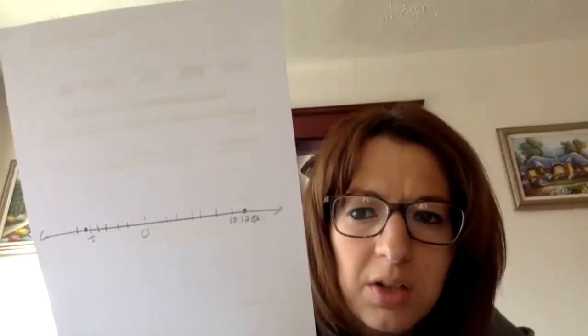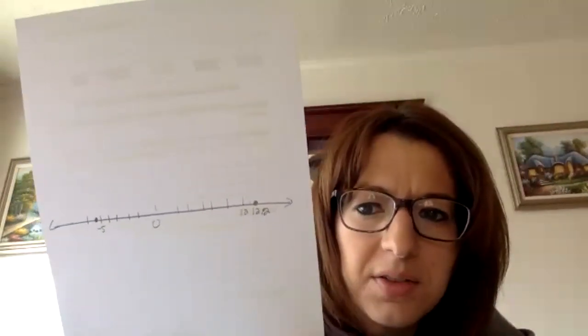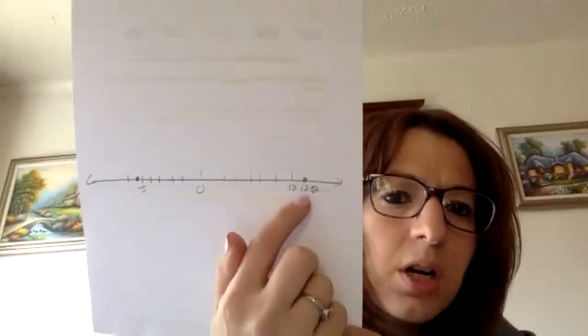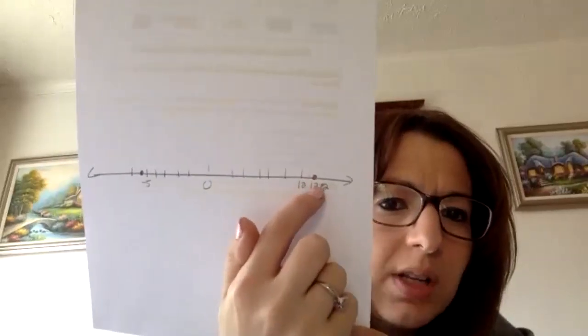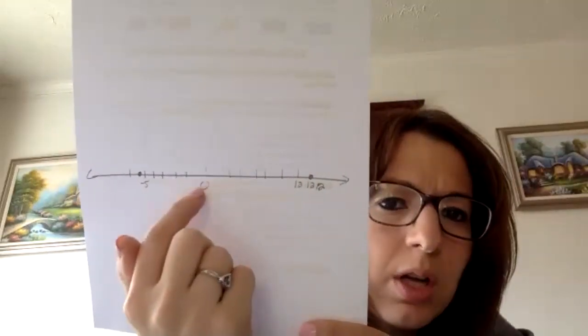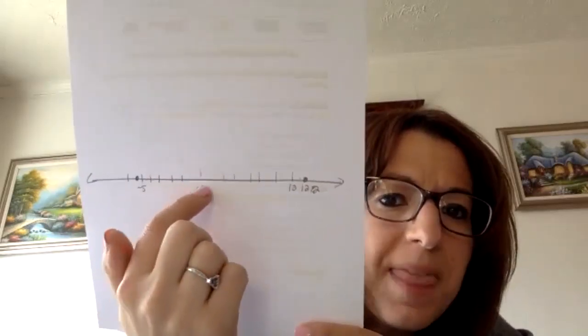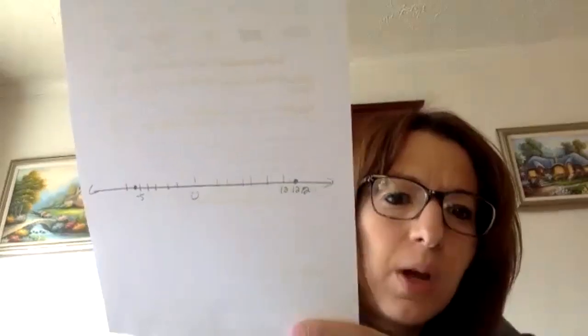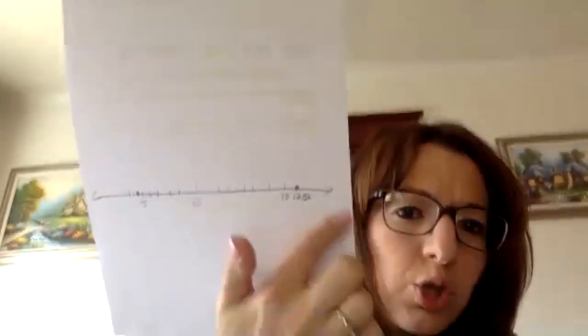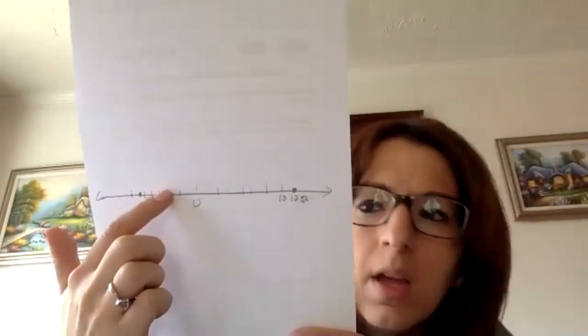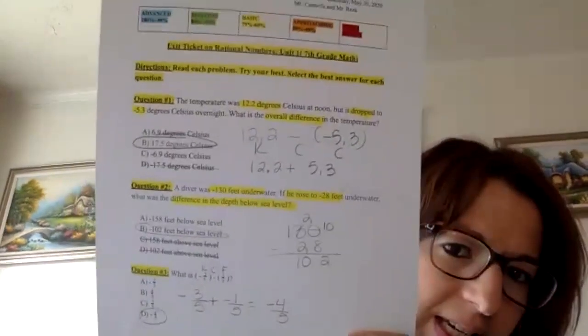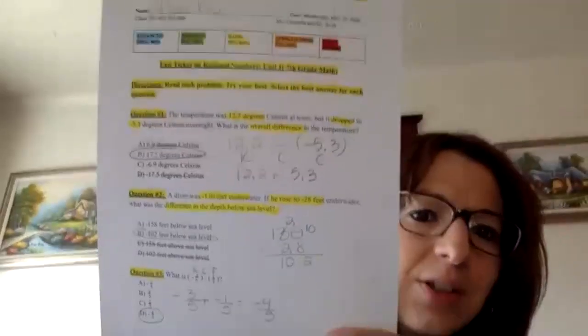I used the calculator and I got 17.5. Yes, that's correct. Because look, 12.2 to get to 0 was 12.2. So if I go 12.2 hops, I'm at 12.2. Then I have to go another 5.3, which on this whole number line is going to be 17.5. I know it's a trick one. I did the same thing.